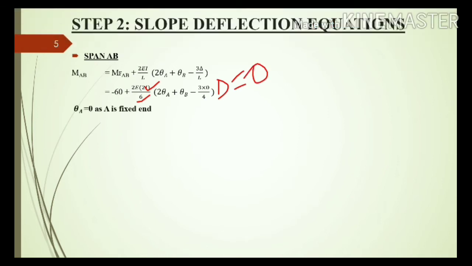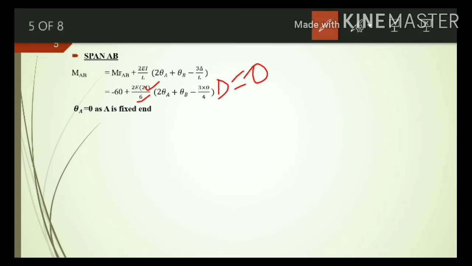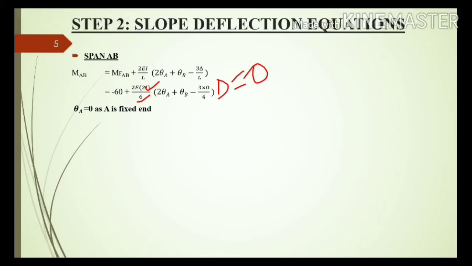Then here the end support A is a fixed end. So due to that fixed end, the value of theta A is equal to 0. So substitute the value of theta A equal to 0. So we get MAB is equal to minus 60 plus 2 by 3 EI theta B.